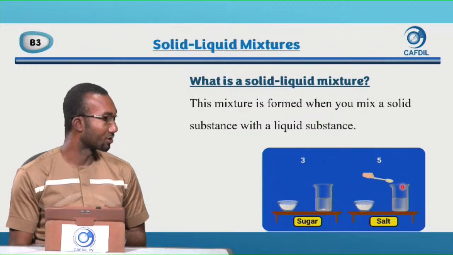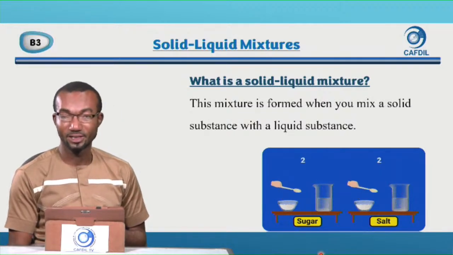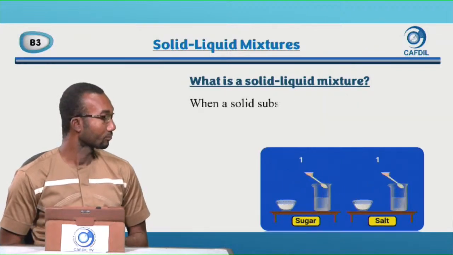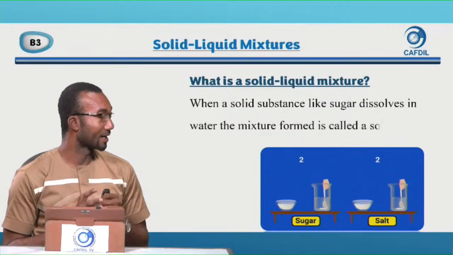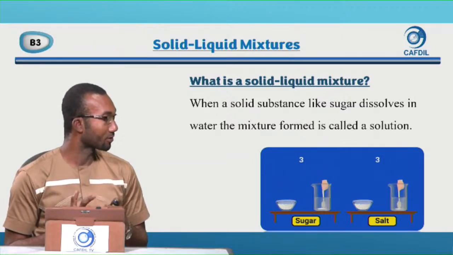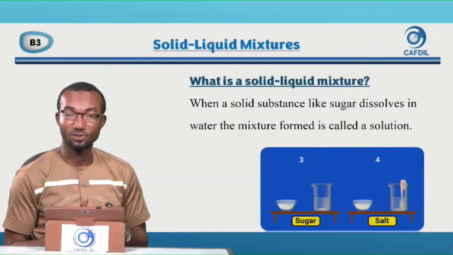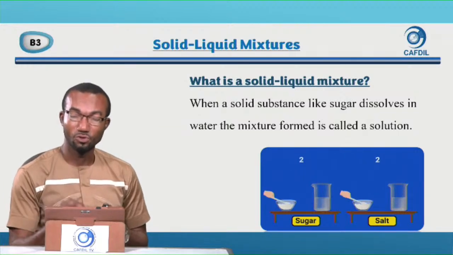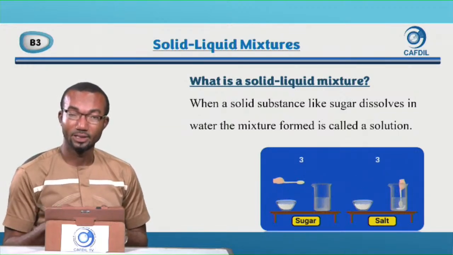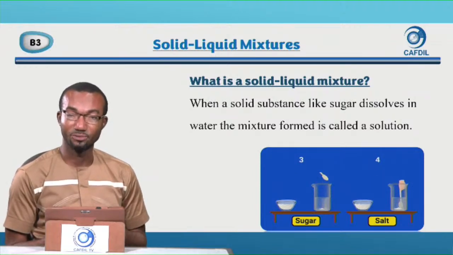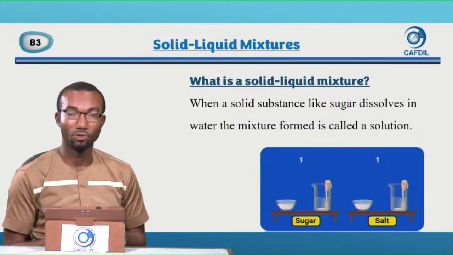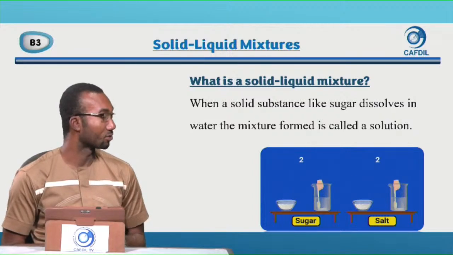If I put the salt into this water, you see that it becomes a solid liquid mixture. That is a mixture of salt and water. When a solid substance like sugar or salt dissolves in water, the mixture formed is called a solution. When I dissolve sugar or salt in water, the mixture that is formed is called a solution. Why solution? Because I cannot see the particles of the sugar anymore, so they become one, and we call that one a solution.